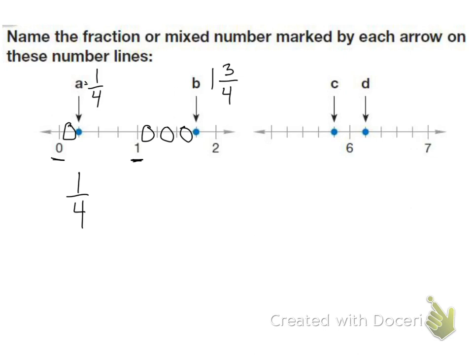On C, for the second one, let's see how many spaces we have. 1, 2, 3, 4, 5. So this number line is broken up into 5ths. Now C comes before the 6, and I don't have another number over here, but I know that 5 comes before 6. So C has to be 5 and a fraction. How many spaces are there? 1, 2, 3, 4. So C is equal to 5 4/5. And then D, there's just 1 space after the 6, so D is equal to 6 1/5.